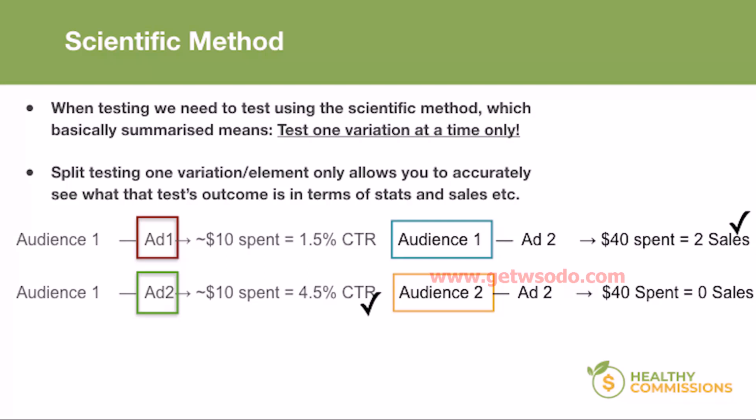So you can see here, we found the winning ad, and then we're split testing audiences and we found the winning audience. So let's say we tested audience 1 with ad 1 and audience 2 with ad 2. Since there's not one variation being tested, we're not sure if the audience is making the sales or the ad's making the sales. That's why it's really important to only test one variation at a time.